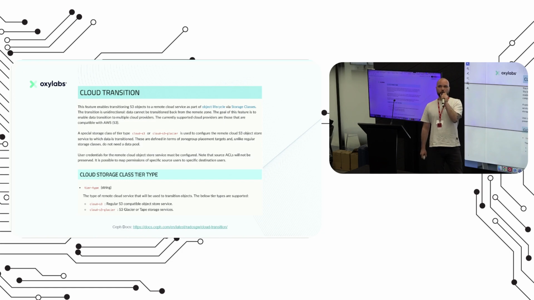So we decided to test this out. We read through the documentation, and we found one key thing which gave us a cool idea. If you read the documentation, it says that the supported cloud providers are those that are compatible with AWS S3. And we thought, can we say that Ceph Rados Gateway is compatible with AWS S3? Is that logical? Is that a correct assumption? And we said, let's try it out.